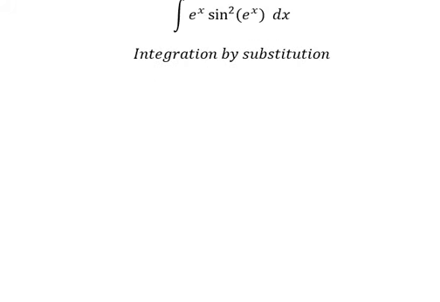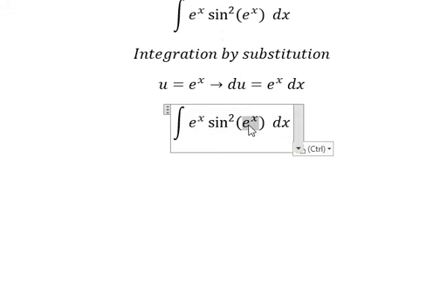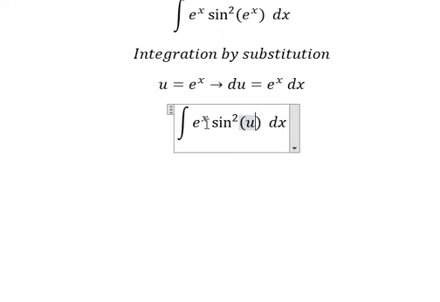So I will put u equals e to the power of s. Later we do the first derivative for both sides. We have du equals e to the power of s ds. So this one we change by u, and e to the power of s ds we change by du.